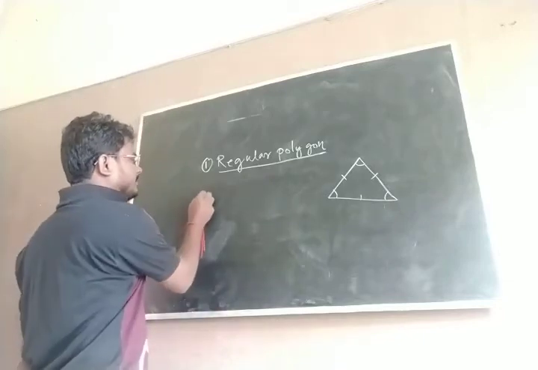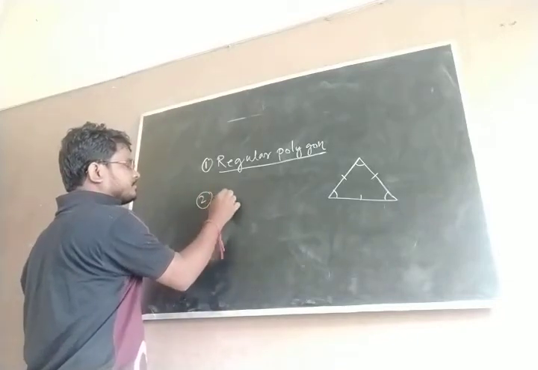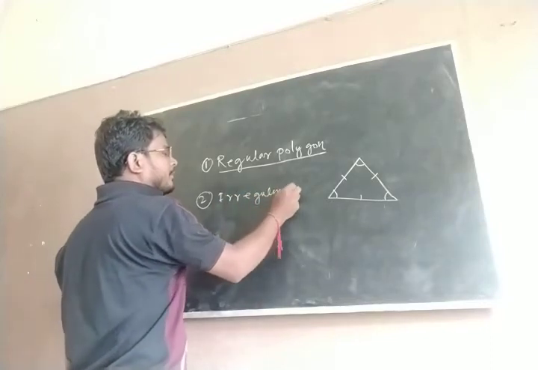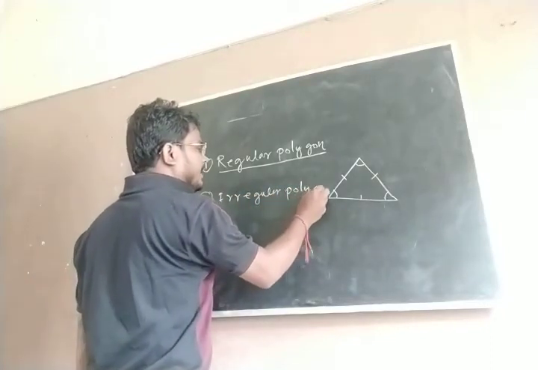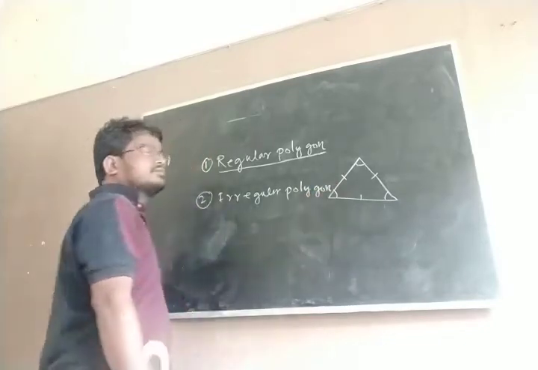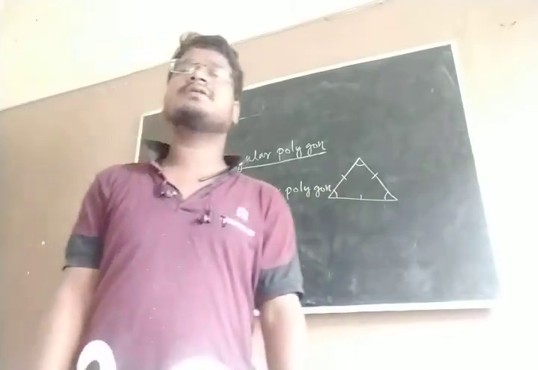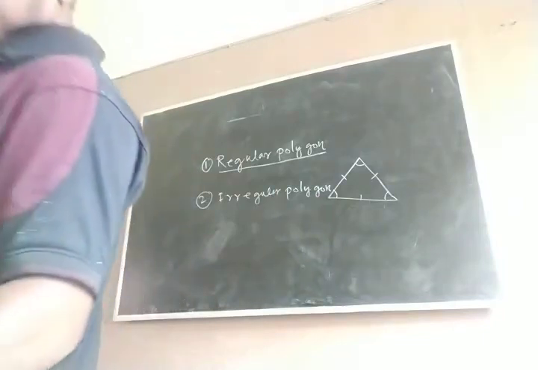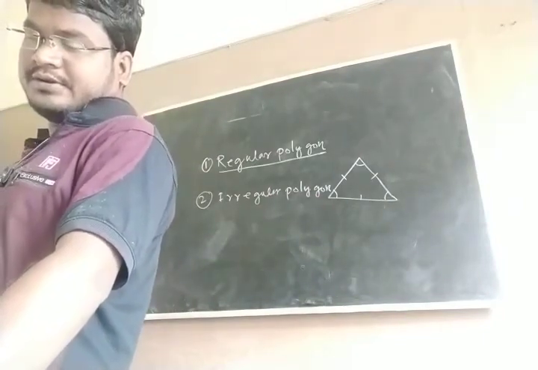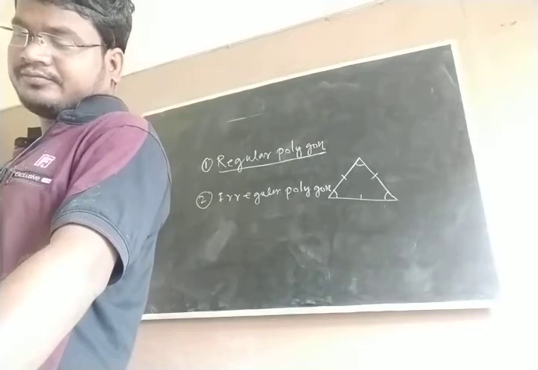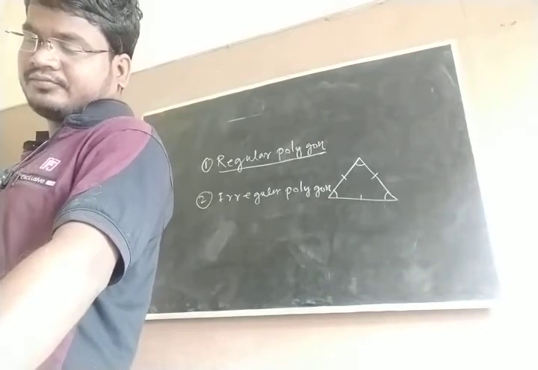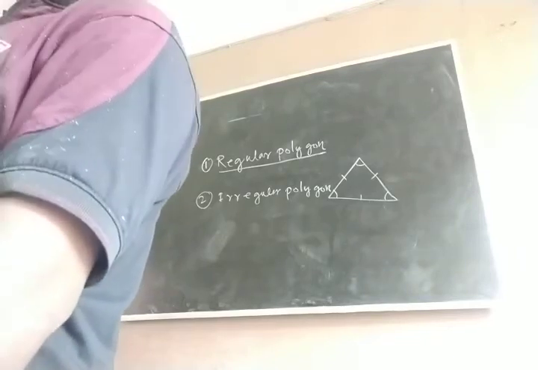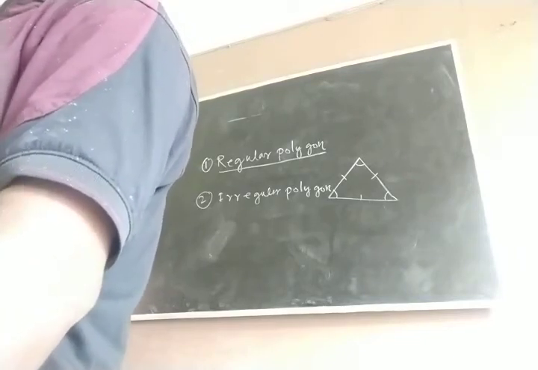Then what is the irregular polygon? If all sides and angles are not equal. If you get any one side or angle which is not equal to the others, then we can say that the polygon is an irregular polygon. That is, a polygon which is not regular is called irregular.